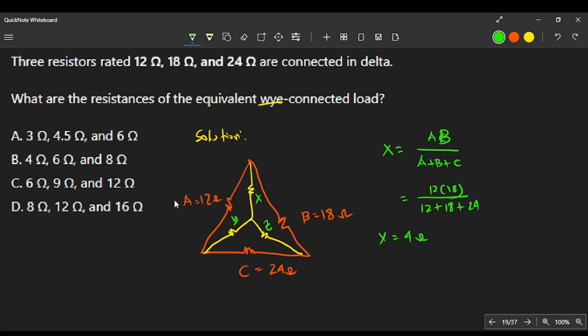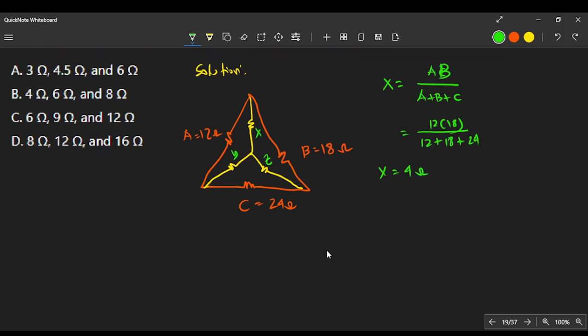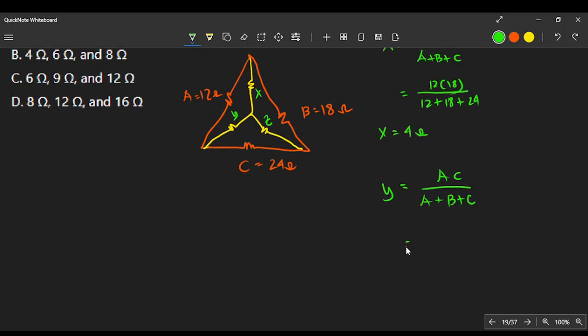We already know, even without continuing, that the answer will be letter B, because it is the only choice with 4 ohms. But for the sake of using the formula, let's continue for Y. The resistors adjacent to Y are A and C, so we have A times C over A plus B plus C. So we have 12 ohms times 24 over 12 plus 18 plus 24.